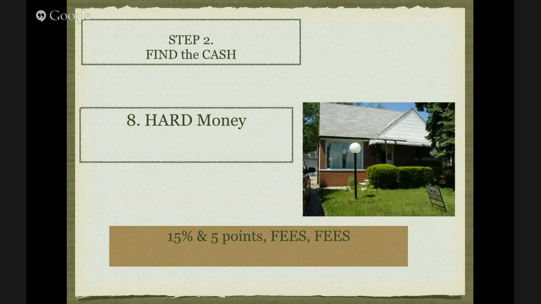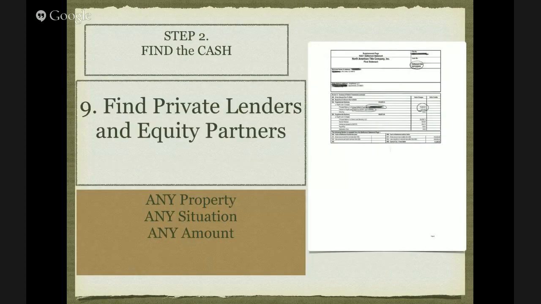So please, please, please avoid hard money if you can, but as soon as you can get past that and get a deal done, move into number 9, which is the one I'm going to talk about with you next. Because what happens is when you do hard money, most of the profit gets taken out by the hard money lender, and you're not really the one making money on the deal. So what you really need to do is find private lenders and equity partners to fund your deals.